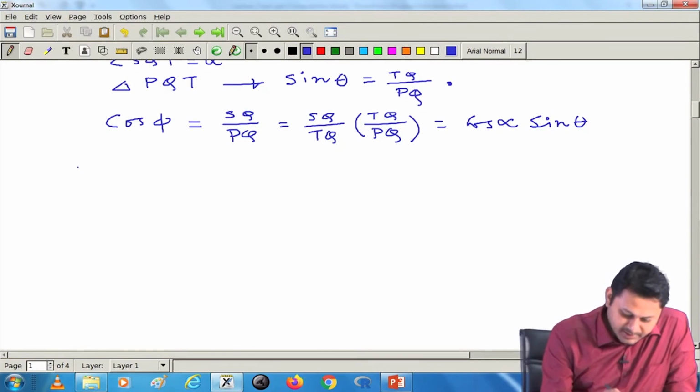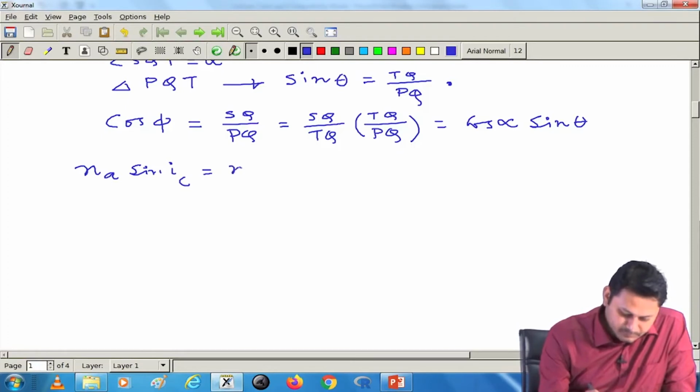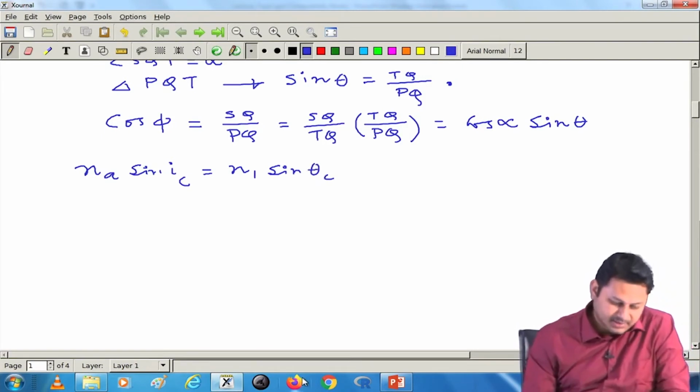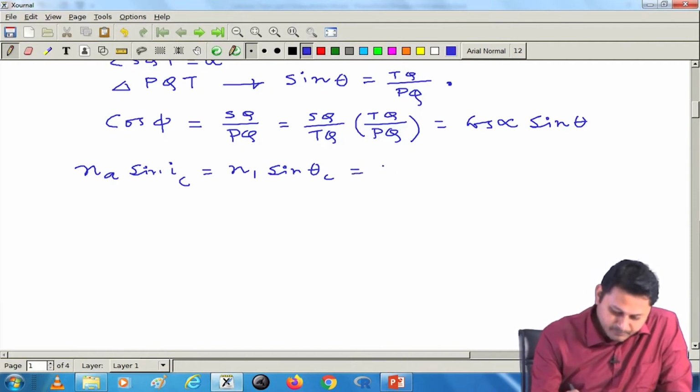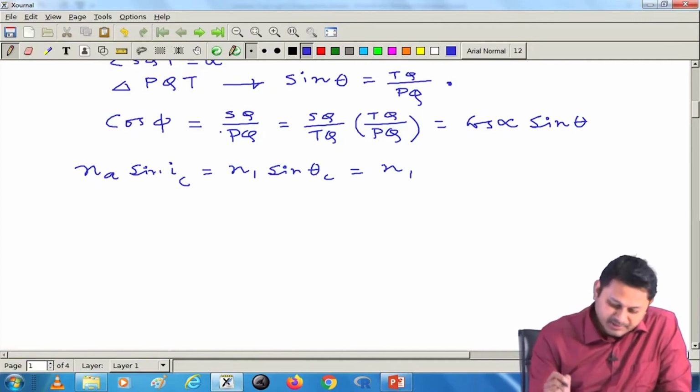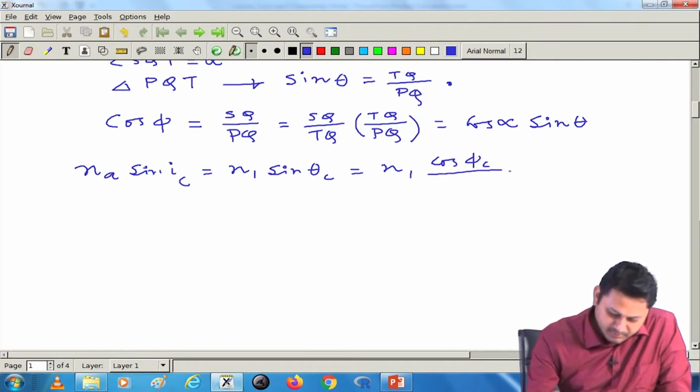So, at critical condition I can write Na sin IC is equal to N1 sin theta c. At critical condition I just replace I with IC and theta with theta c. It is N1, because this relation now I have, I can replace this sin theta in terms of cos. So, it should be cos of phi c divided by cos of alpha.